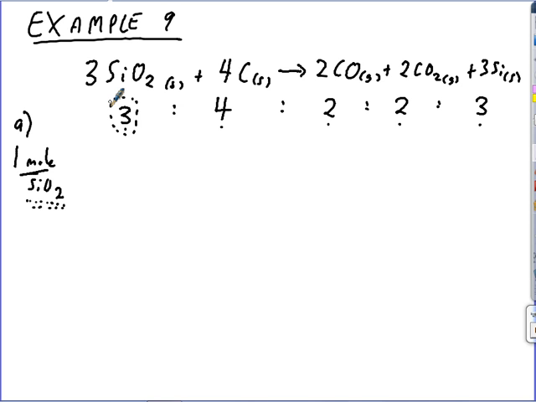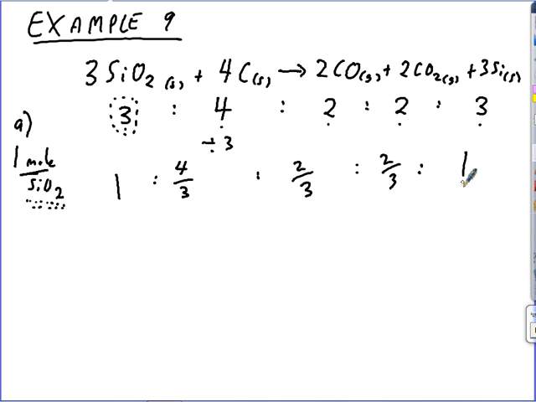So that means if we divide everything here by 3, that means if we've got 1 mole of silicon dioxide, it'll react with 4/3 or 1 1/3 moles of carbon, it'll produce 2/3 of a mole of carbon dioxide and 2/3 of a mole of carbon monoxide and 1 mole of silicon. So using that mole ratio, we can quickly see how many moles of reactants and products we need to react a certain number of moles of one of our reactants.